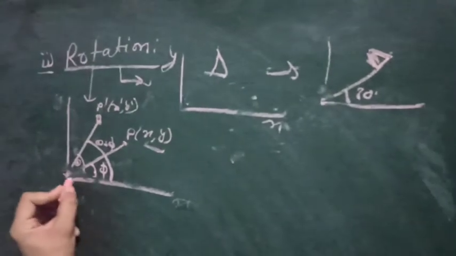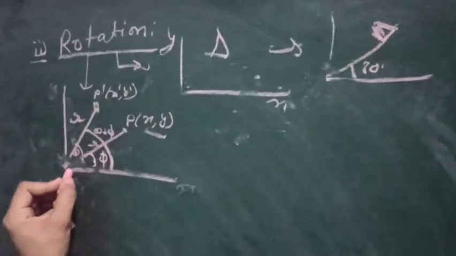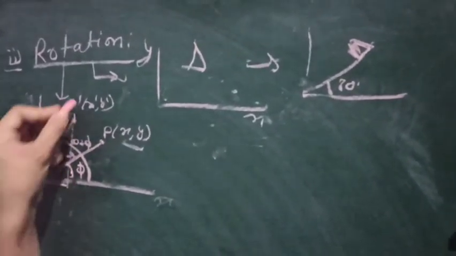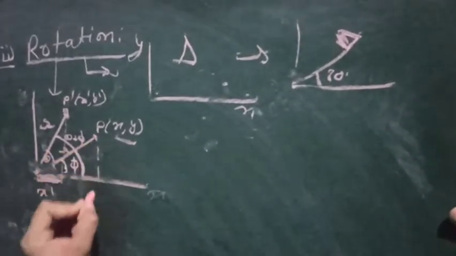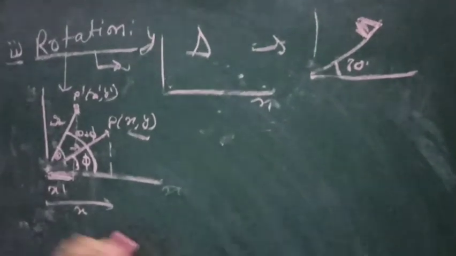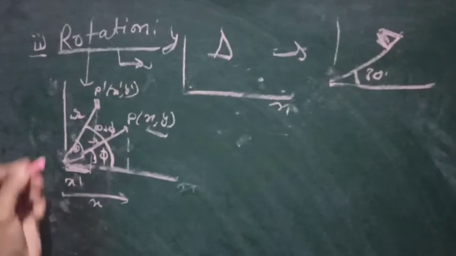Now it is r, it is also r. This is the point P dash x dash y, so this distance is x dash. It is point xy, this distance is x. From this, how can we get the rotation matrix?